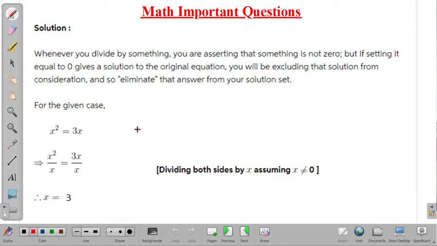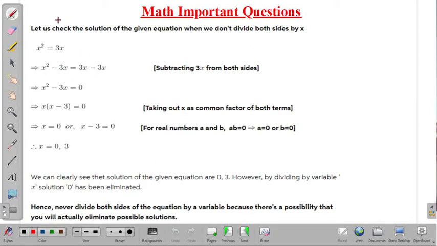So what we will do here, for the given problem x square equal to 3x, we will solve by both ways, once by dividing by x and once by not dividing by the variable. So x square equal to 3x, when we divide both sides by x, we will get x equal to 3 as a solution, right? Because x square by x equals x, and 3x by x equals 3, therefore x gets cancelled and we get x equal to 3. Now in the second case, when we do not divide both sides by the variable x, we will check what solutions we get.